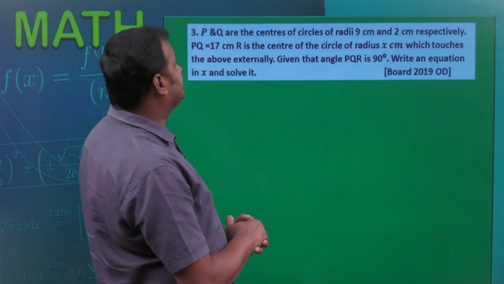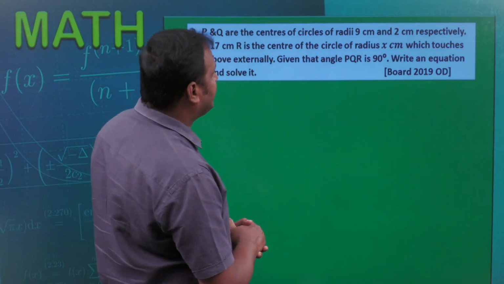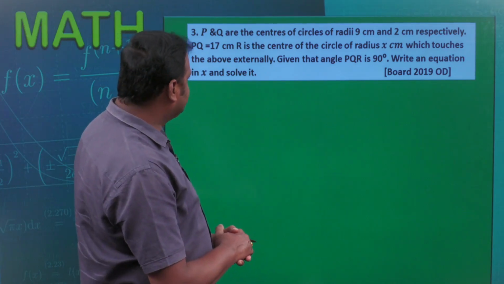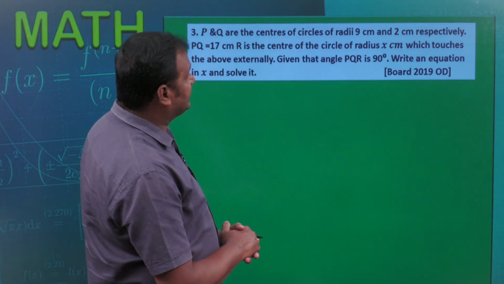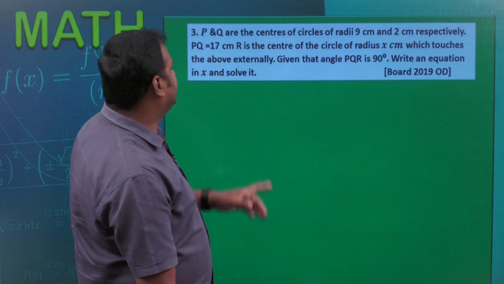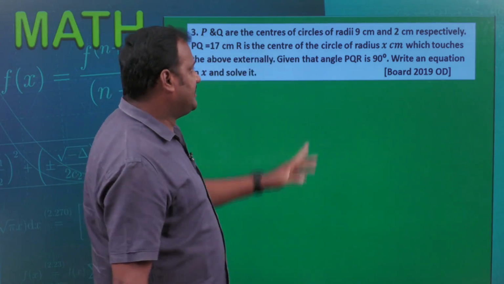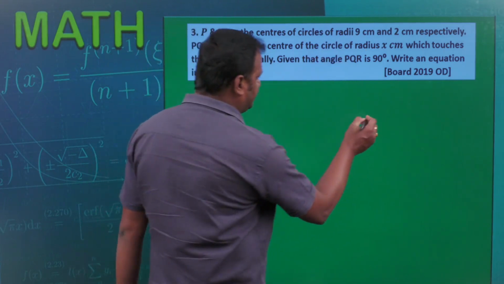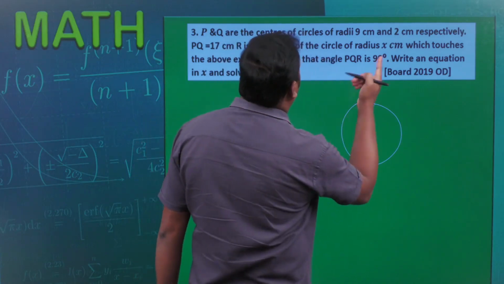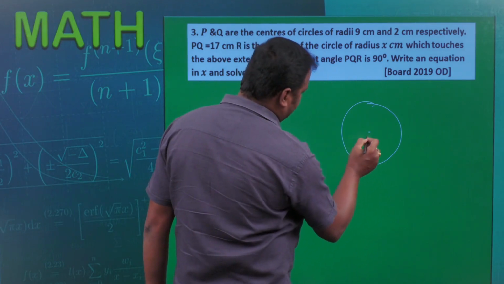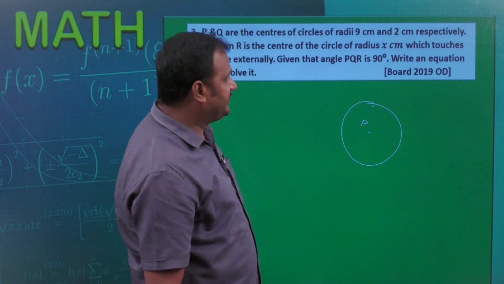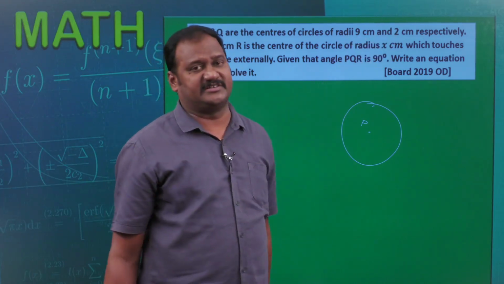P and Q are centers of circles of radii 9 centimeters and 2 centimeters respectively. PQ is equal to 17 centimeters. R is the center of the circle of radius x centimeters which touches the above externally. See here, P and Q are the centers of two circles. I would like to draw the circle here. So this is one circle whose radius is 9 centimeters, and the center is P. And the second circle has radius 2 centimeters. So 9 centimeters plus 2 centimeters is equal to 11 centimeters.